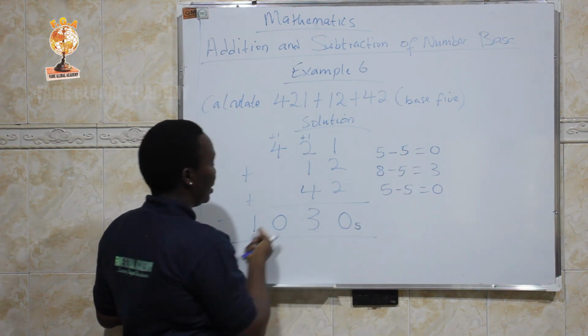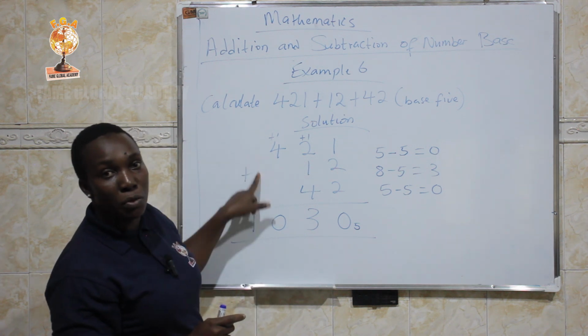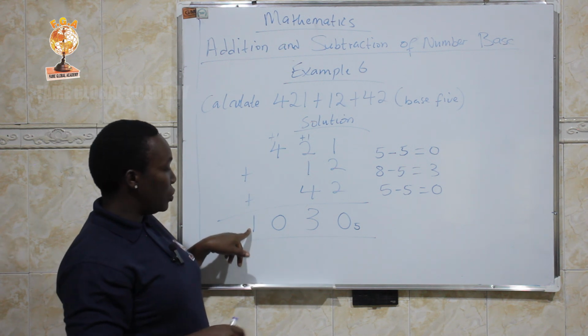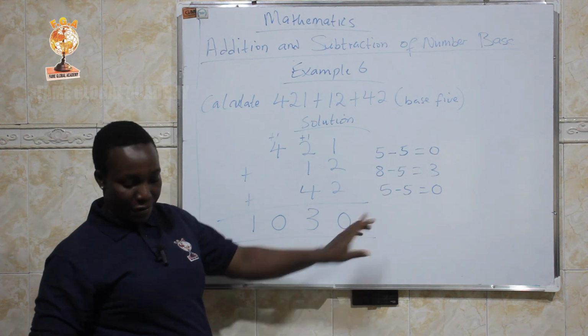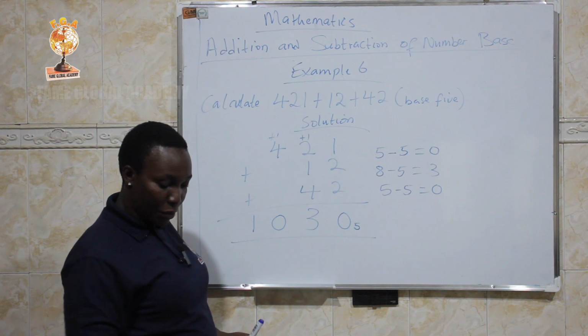The 1 5 you subtract and you carry it again. But there is no other number here to add it to. So you bring the 1 down at the back of the 0. So our answer is 1030 base 5. Okay. So let's take one more example.